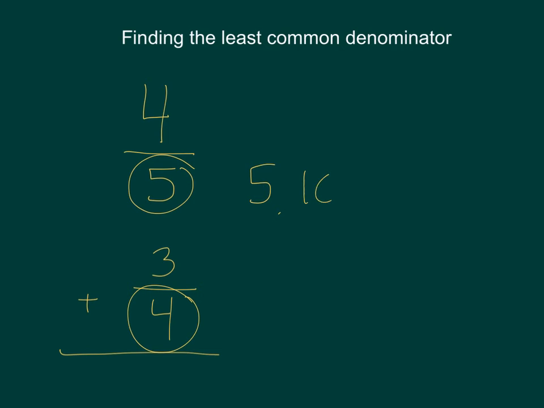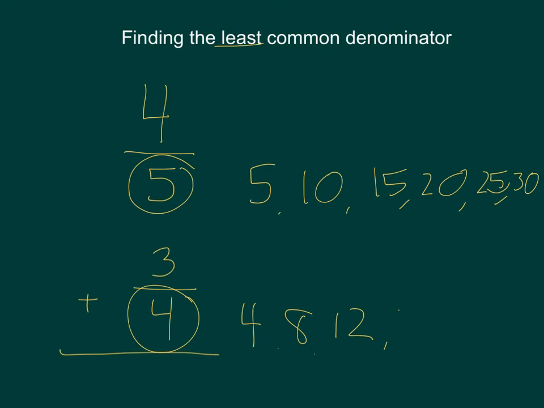5, 10, 15, 20, 25, 30. I could probably go on, but I'm running out of room, so I'm going to stay there and see if I can find one. And you want to find the least common one, so the smallest one. So now I'm going to do it with 4. 4, 8, 12, 16, 20, 24. I've run out of room.